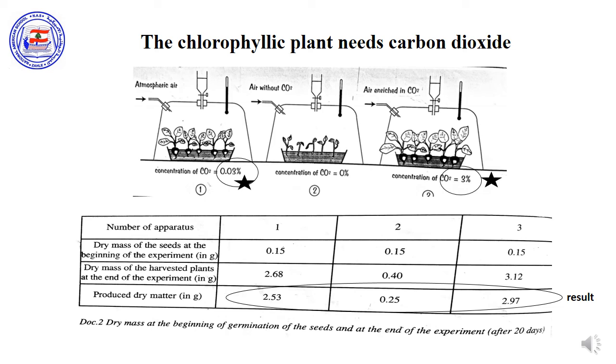very low. However, when the concentration of carbon dioxide increases to 0.03% in medium 1 and to 3% in medium 3, the plants grow normally and there is an increase in the production of organic matter to 2.53 grams in medium 1 and higher in medium 3, 2.97 grams. This indicates that the high concentration of carbon dioxide greater than 0.03% favors the higher production of organic matter.